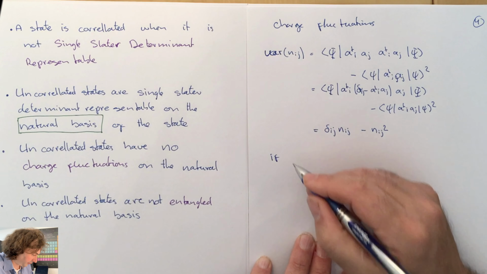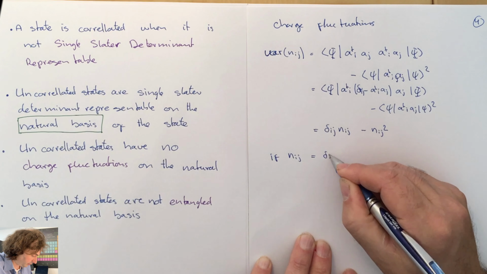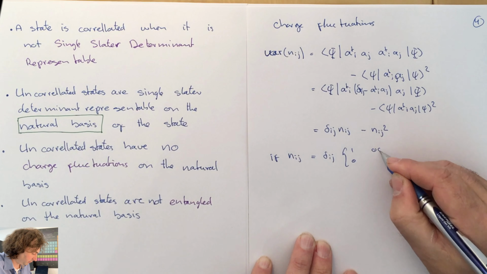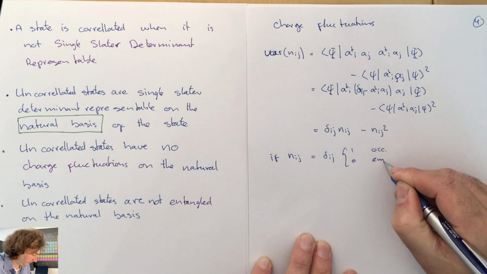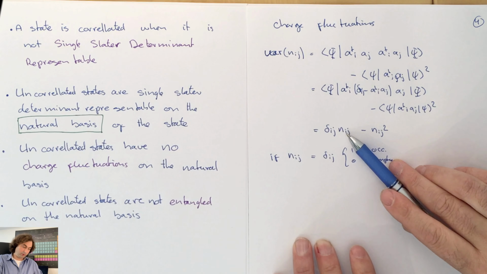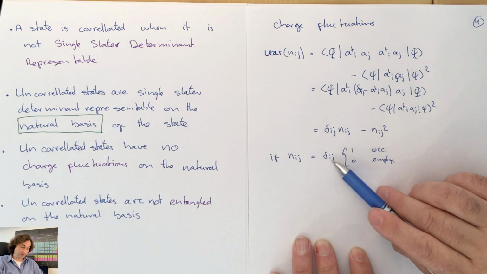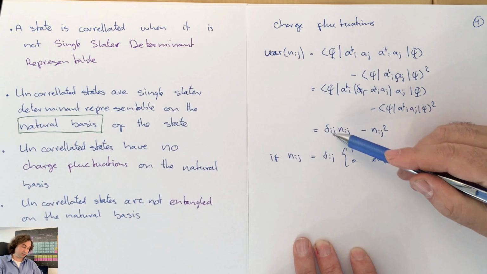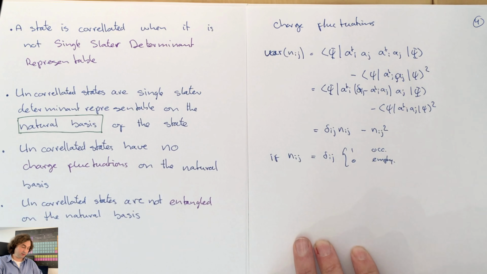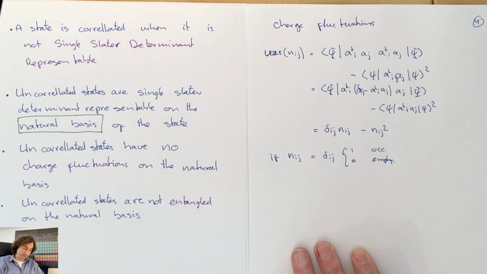Now, if N ij is equal to delta ij times 1 or 0 for occupied and empty orbitals, then this is either 1 or 0. The square of 1 or 0 is either 1 or 0. The density matrix is diagonal, so this delta has no problem, because when i is not equal to j, that one is also 0. And with that, the equation is fulfilled.